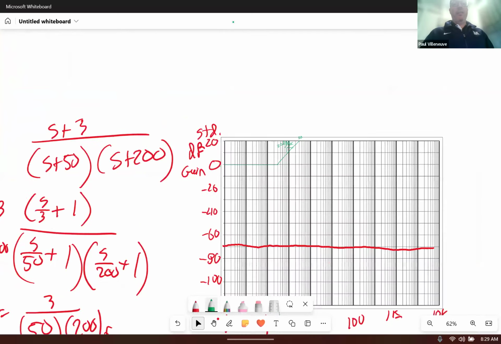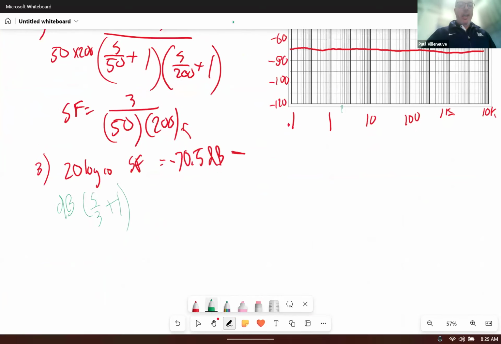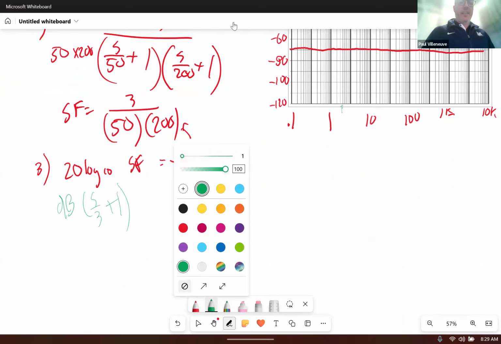Let's do another one, and then let's see. So let's do S divided by 50. What color would you like? Yellow, orange, light blue? Light blue?